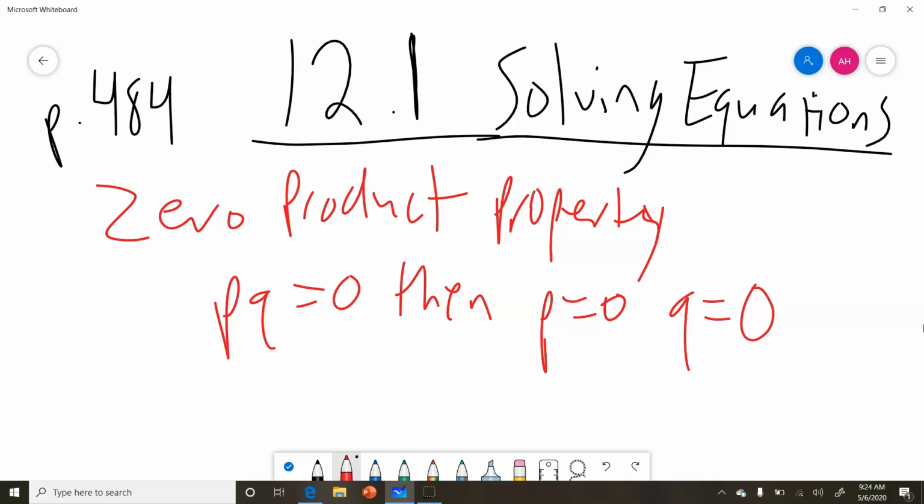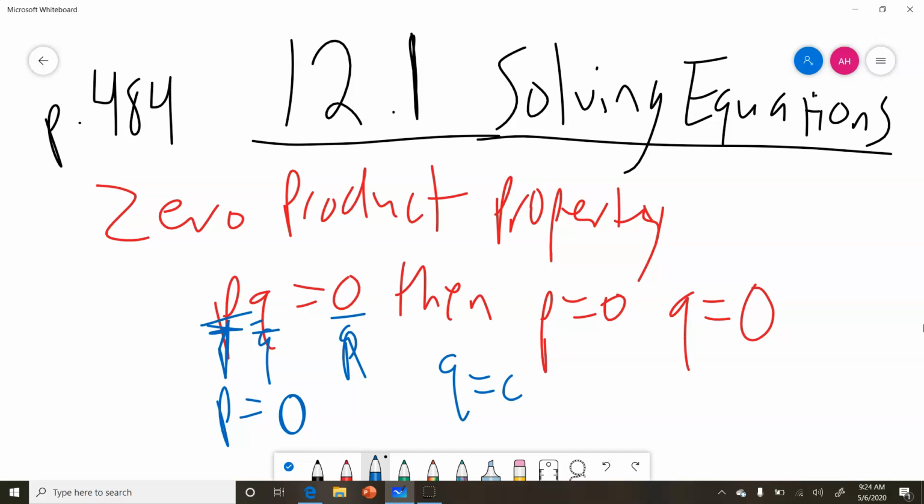If I was solving for p, what would I do? I'd divide by q, and what would they give me? P would equal 0. If we do the same thing again, this time I divided by p, what's going to happen? Q is going to equal 0. So it's just showing us that whenever something's equal to 0, we divide or subtract or add to see what our answer would have been.